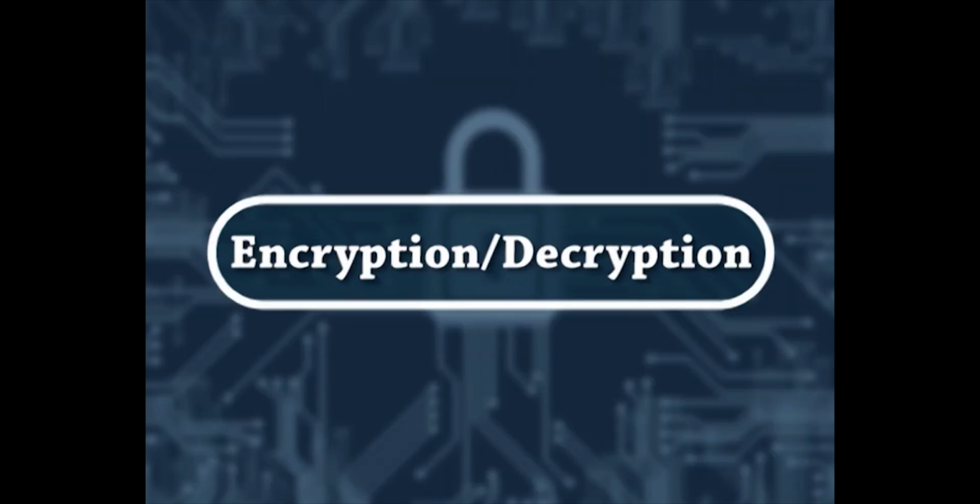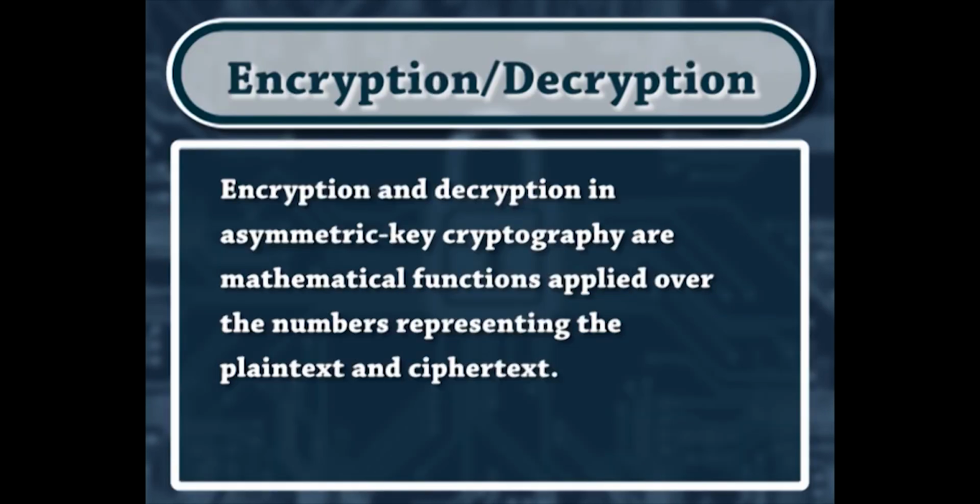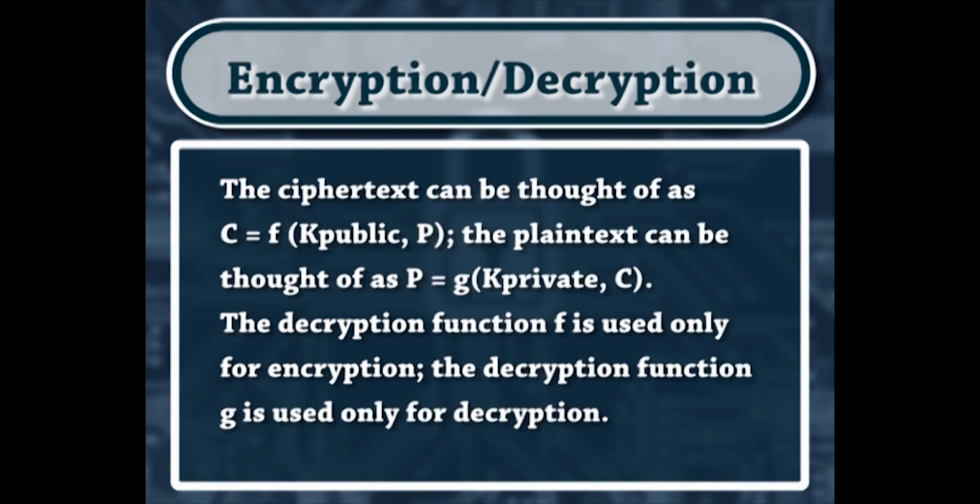Now, the third concept is encryption and decryption. Encryption and decryption in asymmetric key cryptography are mathematical functions applied over the numbers representing the plain text and ciphertext. The ciphertext can be thought of as C = f(k_public, P). The plain text can be thought of as P = g(k_private, C). The encryption function f is used only for encryption. The decryption function g is used only for decryption.